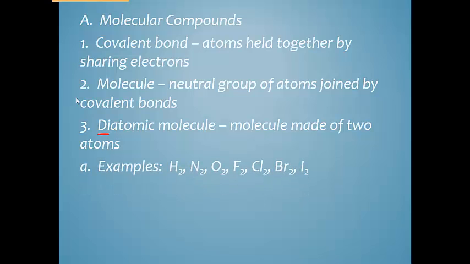So for example, there are 7 elements on your periodic table that will never be singular. For instance, you'll never have an atom of hydrogen. It will always have at least 2 that are bonded together, or you could have hydrogen bonded to other elements. But if you just have hydrogen, it's not stable enough to be by itself, so it has to be bonded at least to another hydrogen. And these are the 7.